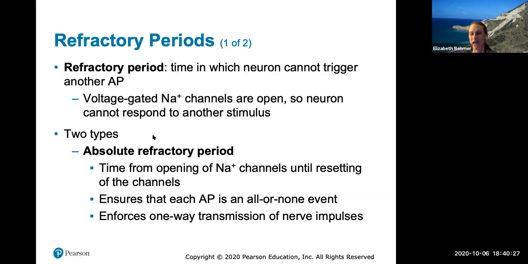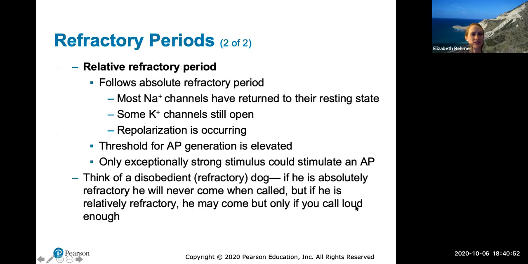There are 2 types of refractory period. The absolute refractory period is the time from the opening of the sodium channels until they reset back into their active state. This ensures that each action potential is an all or none event, meaning when it reaches threshold, it'll generate an action potential or it won't at all. And this also enforces one-way transmission of nerve impulses.